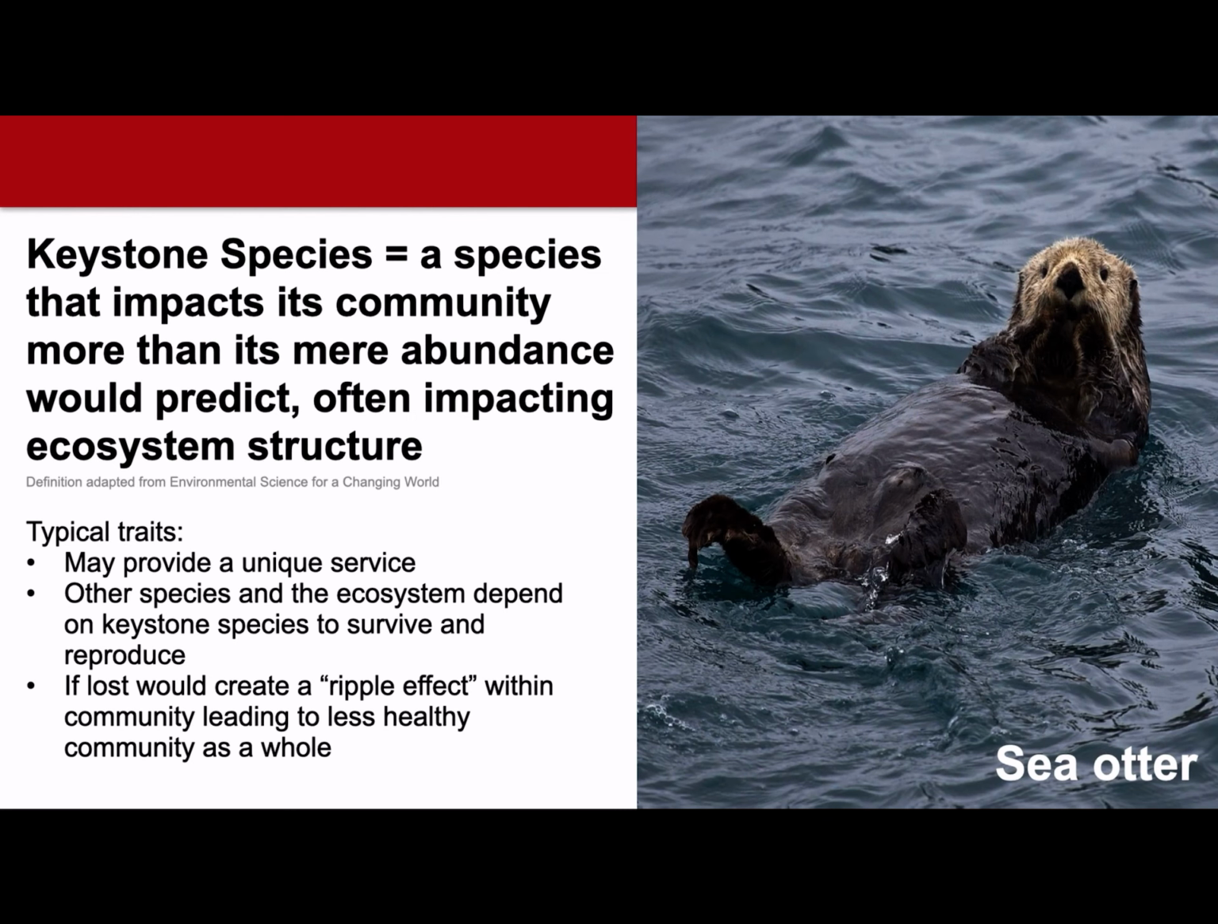Keystone species are species that impact the community more than their mere abundance would predict. Keystone species significantly impact the overall ecosystem structure and health and can alter it in dramatic ways. They often do this by providing a unique service to the ecosystem. If a keystone species is removed from the community or if its numbers are in decline, this has a profound negative impact on the ecosystem as a whole, and other species within the ecosystem suffer.